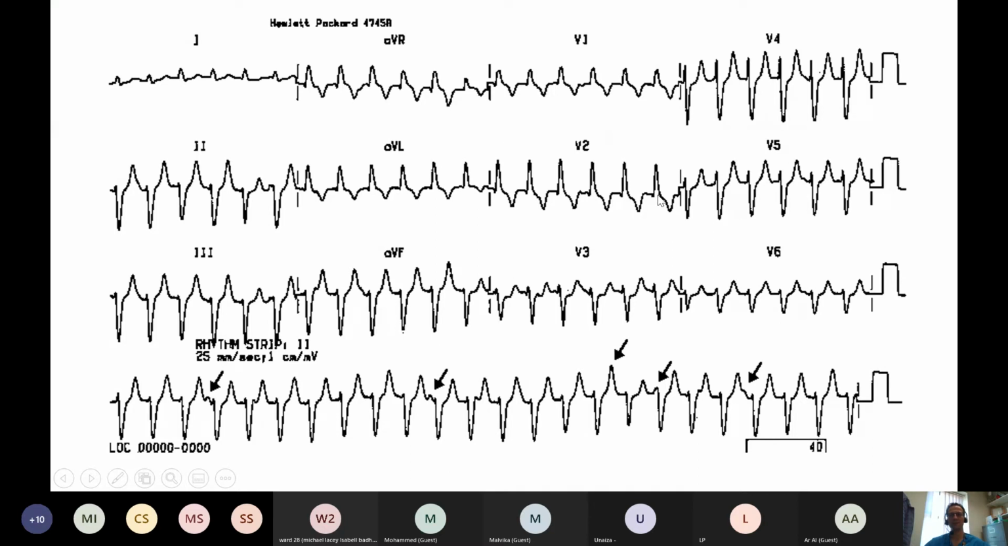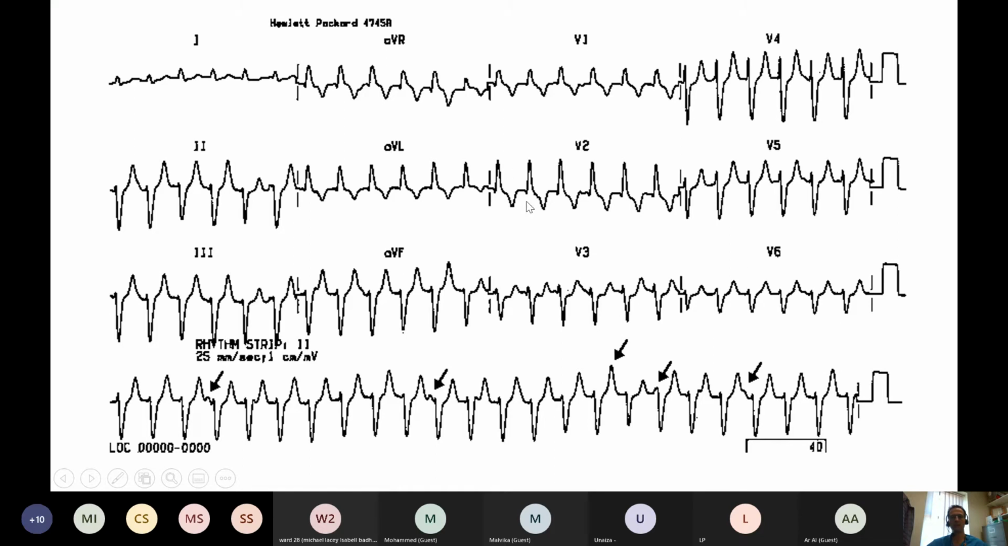So my next question to you is, is it typical or atypical right bundle branch block? Can you see that there's just one R wave? There isn't an RSR pattern here, so that makes it atypical right bundle branch block. You can see that this is pointing upwards, this is pointing down, so we don't have concordance here.